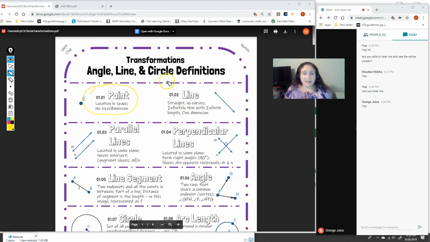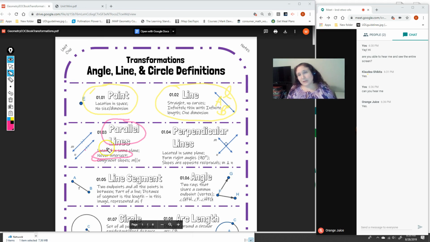If we come down here, we've got a line. Qualities about a line are they are infinite. It goes on forever. You might have it labeled as line L, or you might have it labeled as 2 points that are on that same line. Then we've got parallel lines. The main thing to think about for parallel lines is you want to make sure that they are located in the same plane and that they never intersect.